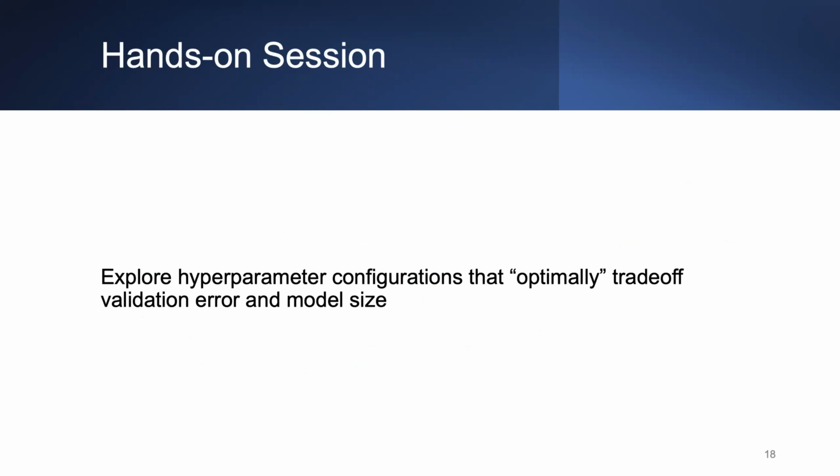All right. So in the hands-on, I can stop for some questions because the hands-on is going to be fairly short, relatively speaking. But we are going to explore hyperparameter configurations that trade off. For example, we have been looking at validation loss, but we are going to see how we can also try to minimize the model size or the number of parameters that you're training.